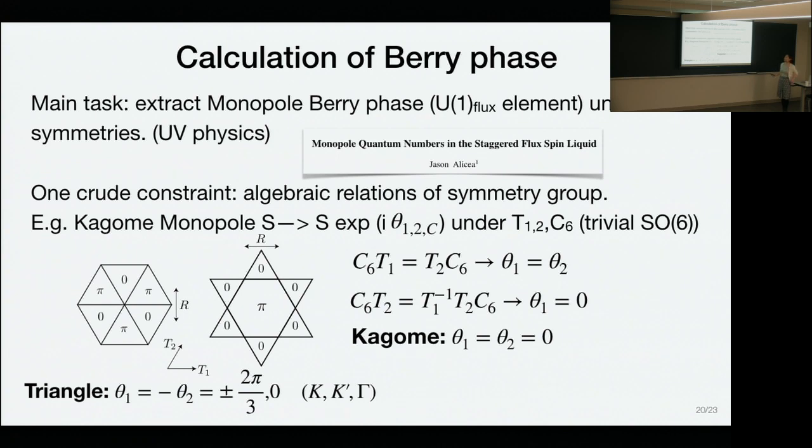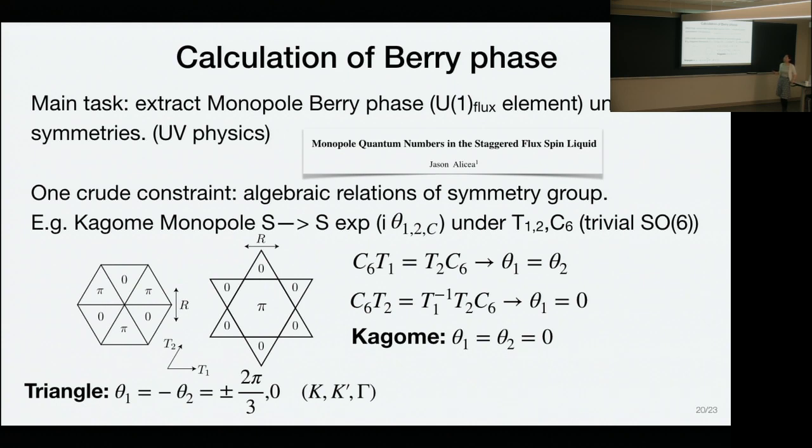So I'll briefly introduce the methodology of how to extract this Berry phase from monopoles. The difficulty arises from the fact that the Berry phase contains information of the microscopic, namely the UV physics in the system. For example, if we move the monopole, say rotation, on the scale of the lattice scale, the Berry phase is accumulated during the process. So it depends sensitively on the microscopic details of the system.